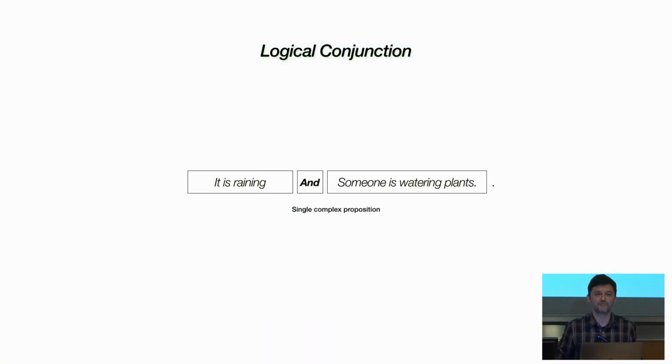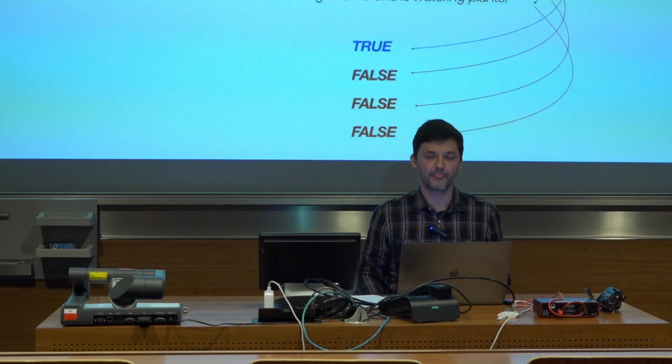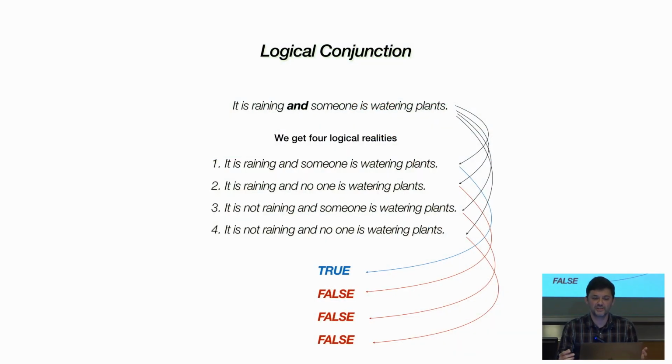Or we have the same with the word and. So this is a logical conjunction. It creates kind of complex propositions. So we have two statements, it is raining and someone is watering plants. And now we can also take that statement and compare it to these logical realities.